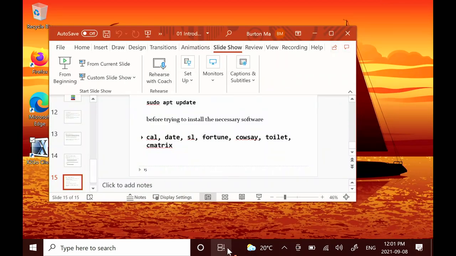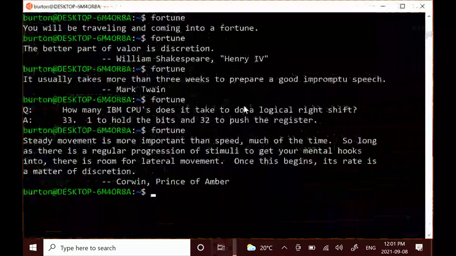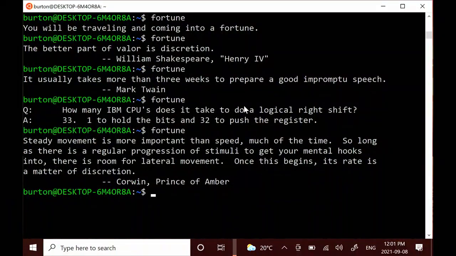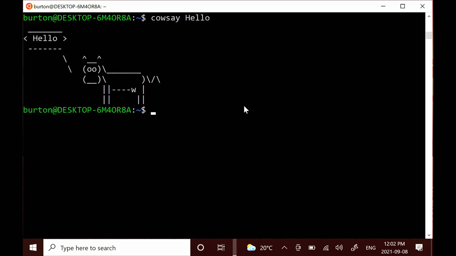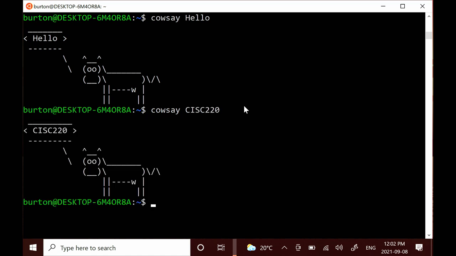Cowsay. Oh, cowsay is fun. Cowsay is a little program that draws a cow that says whatever you tell it to. So, hello. There's your cow that says hello. We can make it say some other things. Cowsay CISC220.